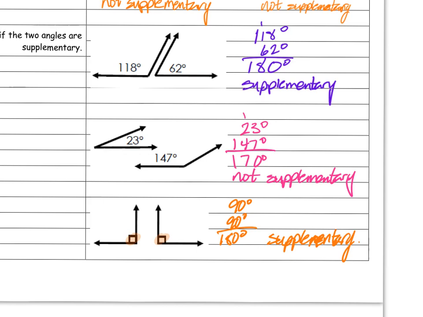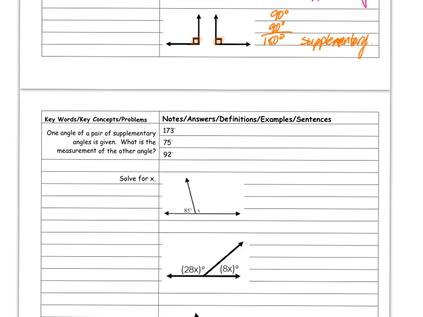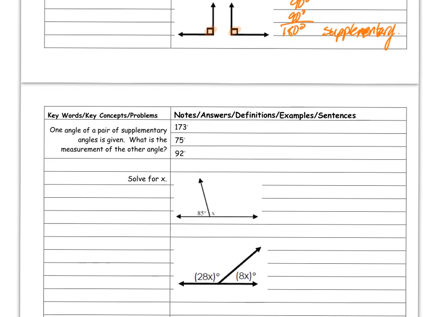On to the next section. It's very similar to the section on complementary. We're going to do pretty much the same thing, only our angles are going to look a little different. Instead of right angles, they're going to look like a line. The next section says one angle of a pair of supplementary angles, so it adds to 180, is given. What is the measure of the other angle?